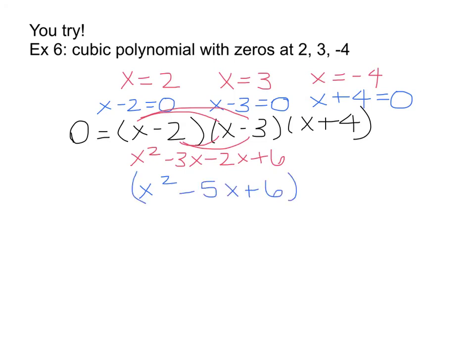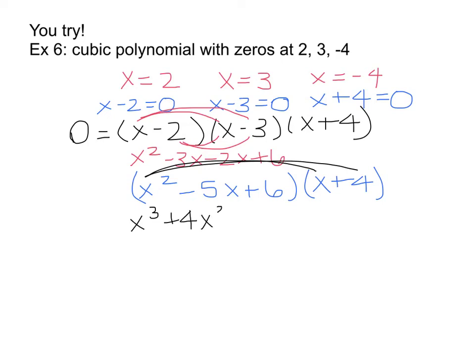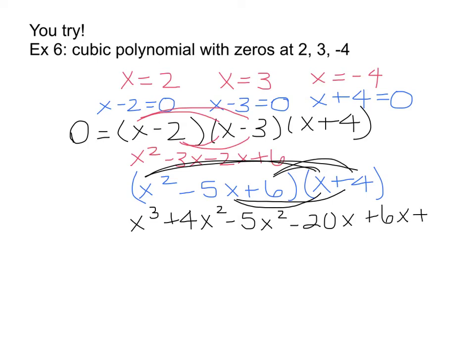And then you want to bring down the x plus 4 because we still haven't multiplied by it yet. So x squared times x leaves me with x cubed. x squared times 4 leaves me with 4x squared. Move on to the next one. -5x times x leaves me with -5x squared. And -5x times 4 leaves me with minus 20x. Last, 6 times x leaves me with positive 6x. And 6 times 4 leaves me with 24.